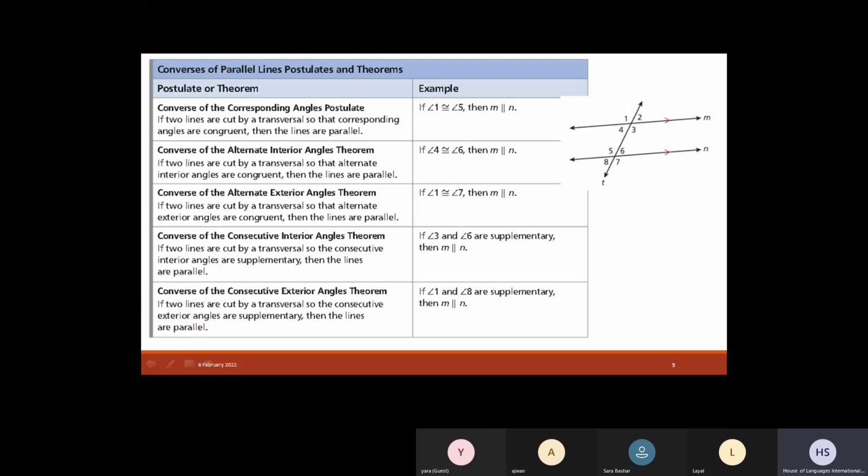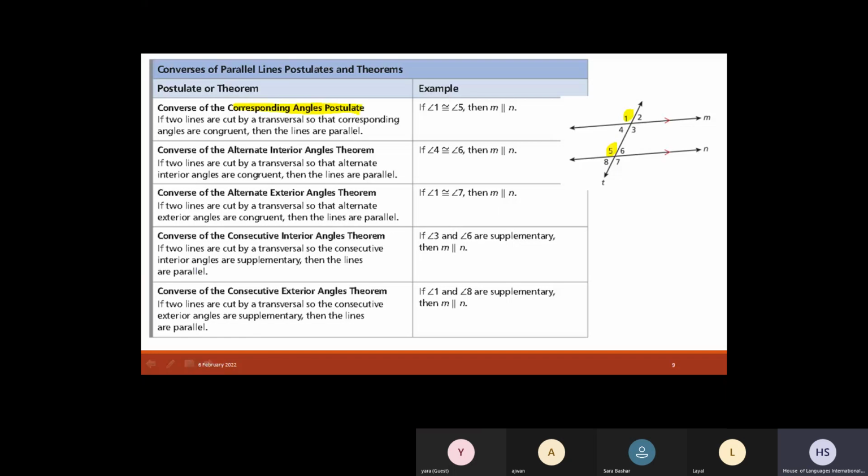So here, we talked about the corresponding angle postulate. We said that if we have two parallel lines and a transversal line, one is out, one is in, they are on the same side of the transversal and the same side of the parallel lines, so we can say they are equal. This is the corresponding angle postulate.